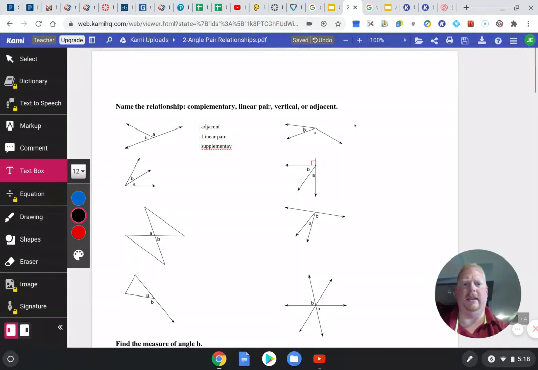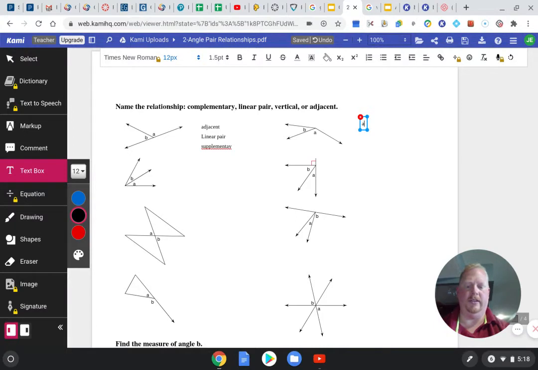Let's take a look at this example over here. So those two angles, they share the same vertex, so they are adjacent. It's not a linear pair. It's not supplementary. It's not complementary. It's not vertical. I think we're just going to have to go with adjacent on that one.